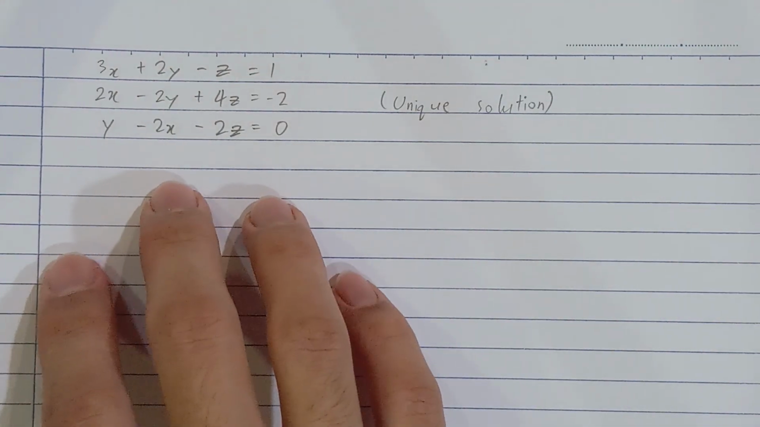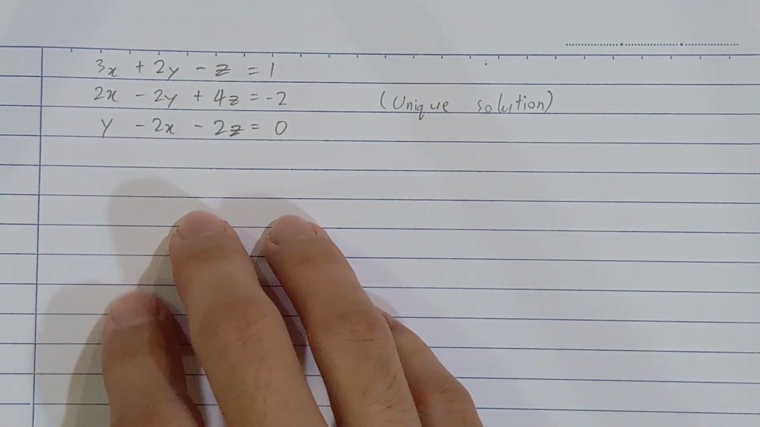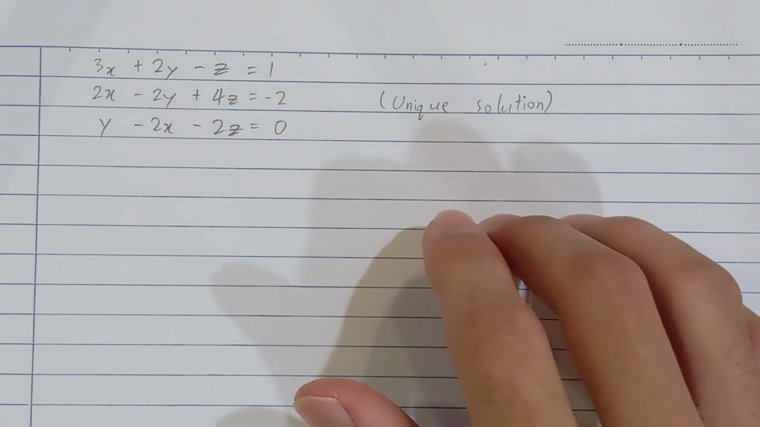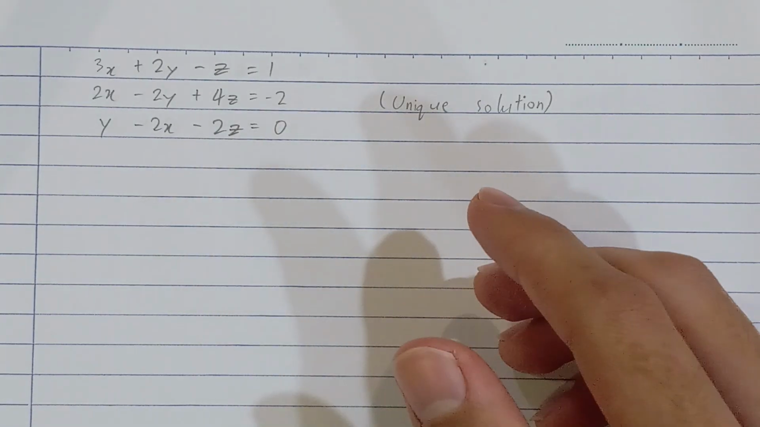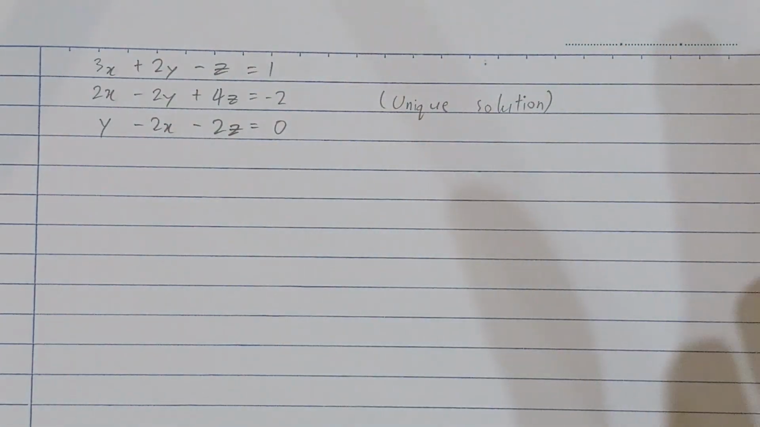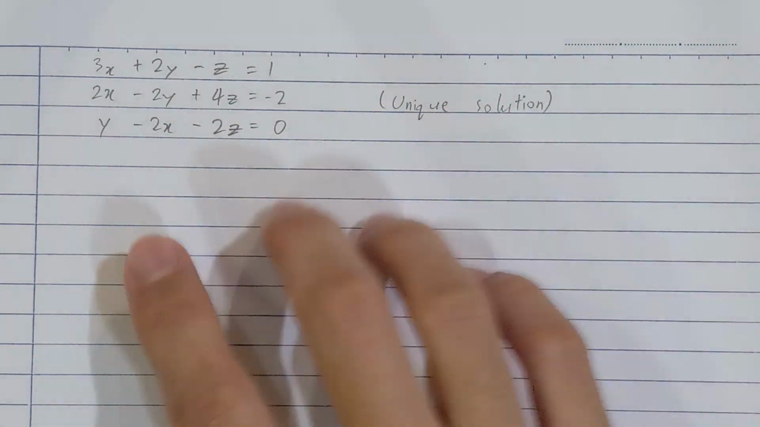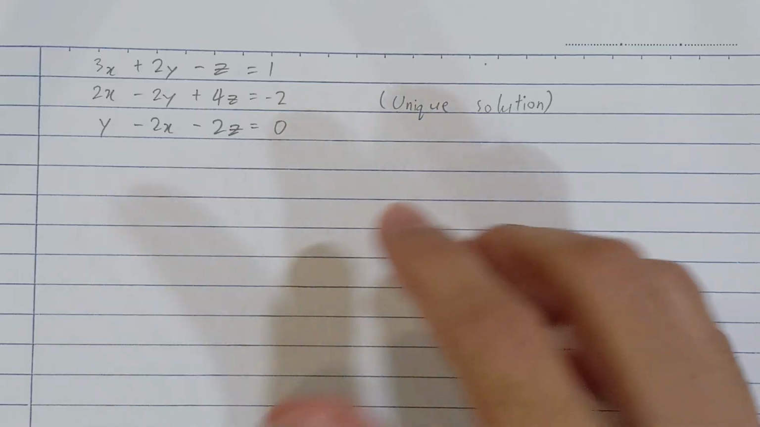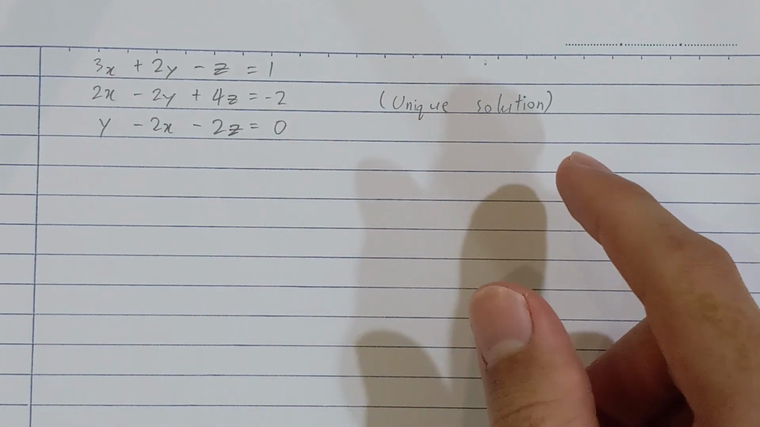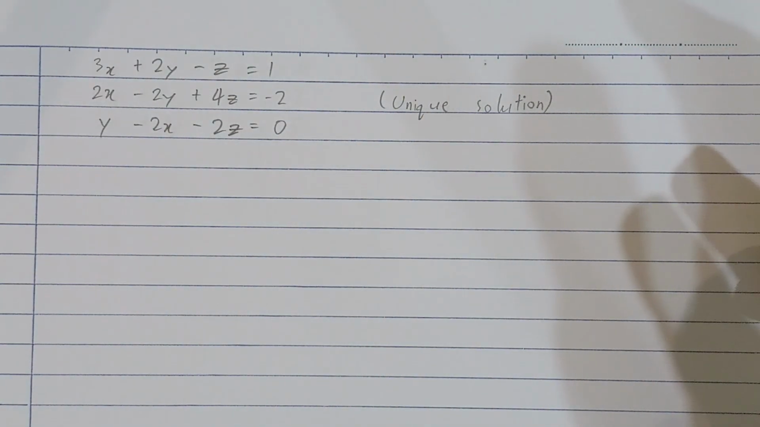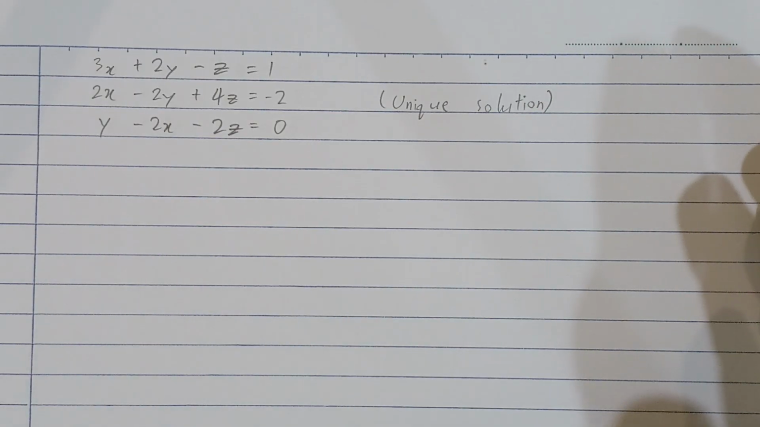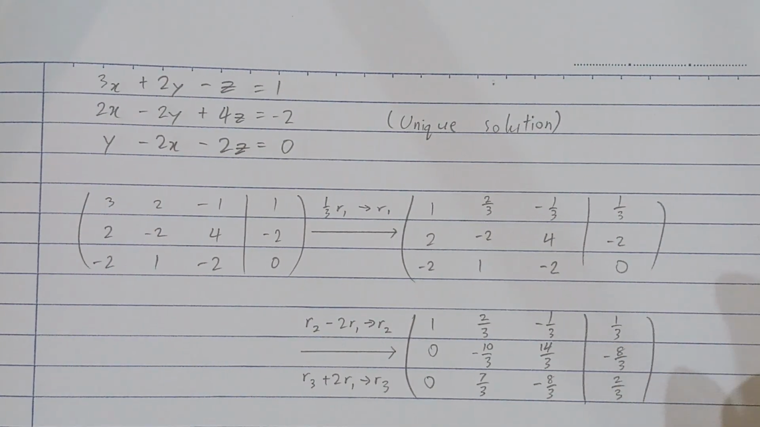Here we have a system of linear equations, and I want you to try to solve it using the augmented matrix and transforming it into the row echelon form. This system of linear equations has a unique solution. You can pause the video and give it a try, and I'll show you the answer in a bit. And here is the solution.